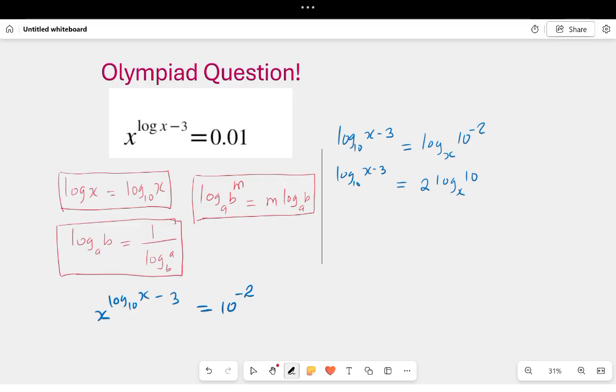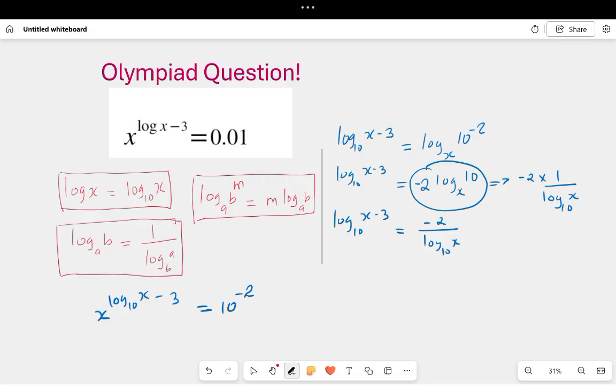Now I want to switch this one so that we can have the same base. So this can also be written as, over here it was negative 2, so it can also be written as negative 2 times 1 over logarithm to base 10 of x. So therefore we can write this one back as logarithm to base 10 of x minus 3 equals negative 2 over logarithm to base 10 of x.